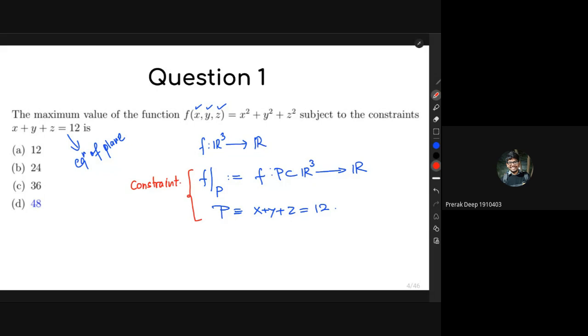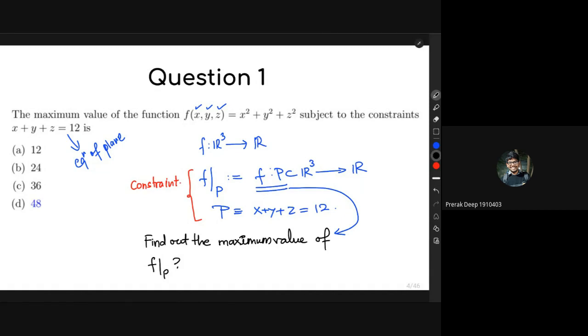Now further, what it is saying. After restricting your function to P, you need to find out the maximum value of f while restricting it to P. So that's what this question can be thought of as. I hope this question is fine.